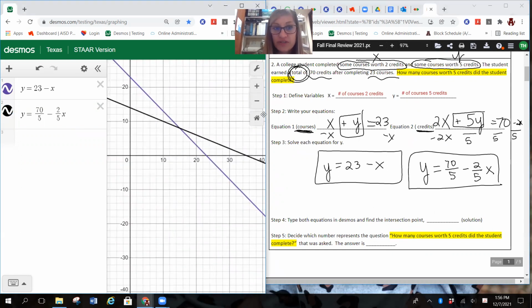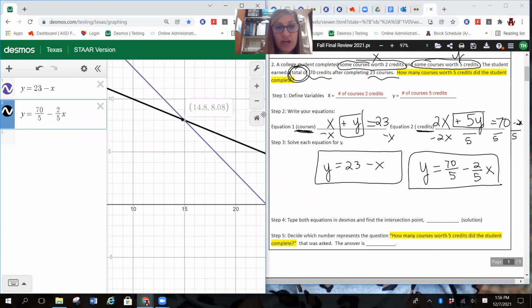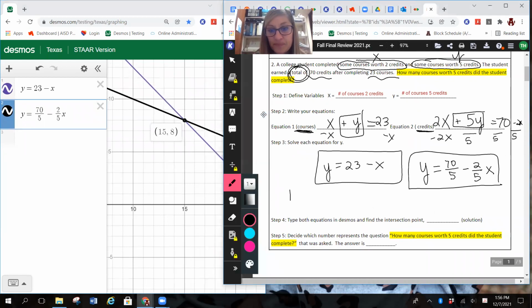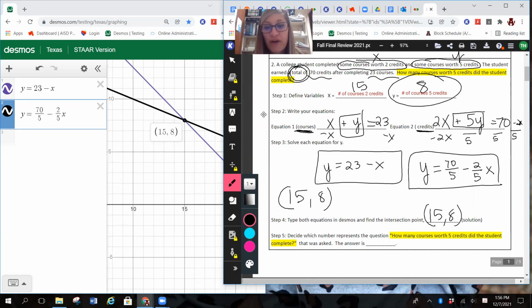First, let's find our intersection point. The intersection is 15, 8. That is our solution, 15, 8. 15 is in the first spot, 8 is in the second spot. Remember, how many courses worth 5 credits? This one is the one worth 5 credits. So the final answer that you want to pick would be 8.